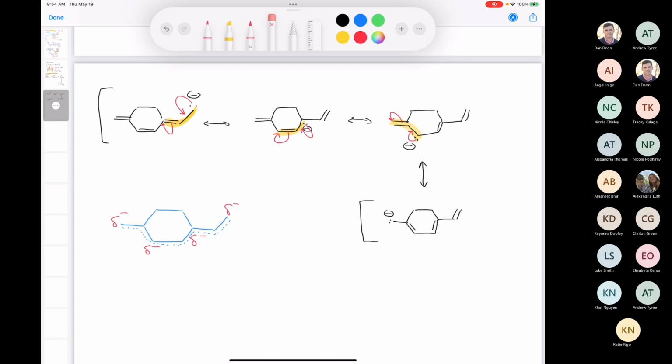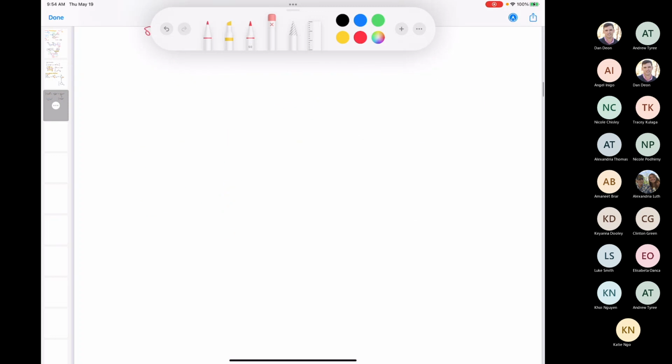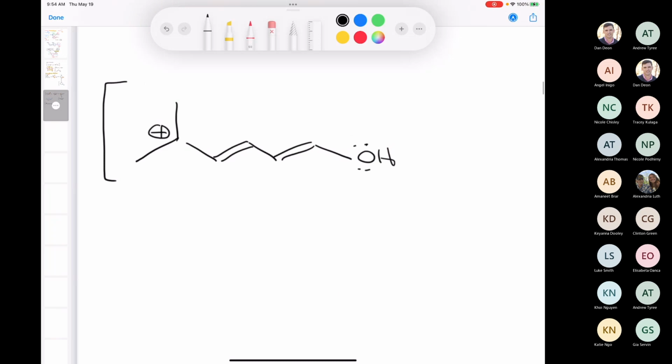Would anybody like to try one more? Anybody want to try another one? Okay, let's try one more, and then we'll move on and we'll finish up chapter 2. So let's try one more. Try something that looks like this. So what if we have a carbocation, then put a double bond here, a double bond here, and then there we go. So what if we have something that looks like this?